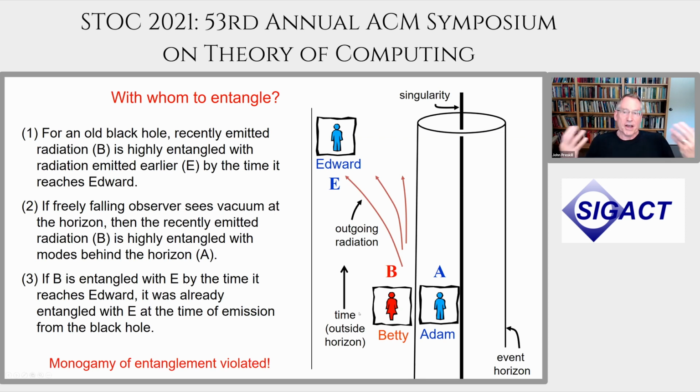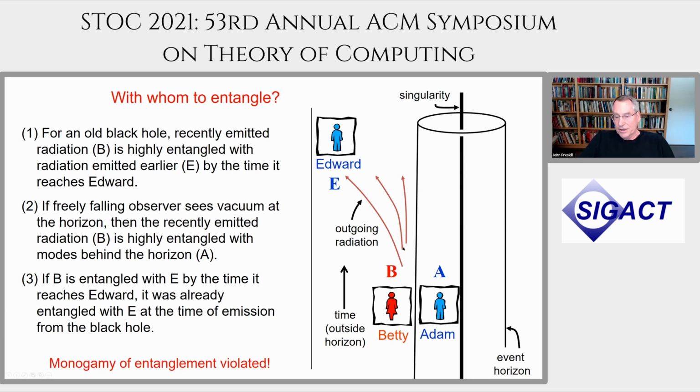And if the physics outside the black hole is the normal local quantum physics that we know about, then if system B is entangled with system E, once it pulls away from the black hole, it must already be entangled with E at the time that it's first revealed outside the horizon.